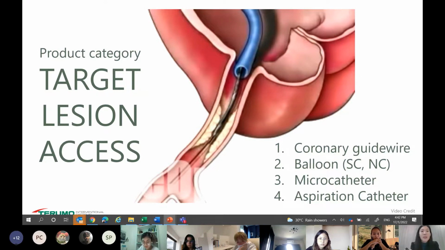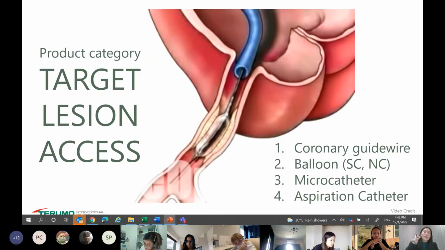Sometimes balloons can be a treatment device, but for some lesions, it's difficult even to access with a stent through the lesion itself. So they use a balloon to open the vessel to allow stent access, and that's why sometimes balloon is also considered a target lesion access product. So coronary guide wire is definitely in. Balloons, microcatheters, and aspiration catheters are sometimes under this product category, but of course balloon and aspiration catheter can be considered treatment products also.